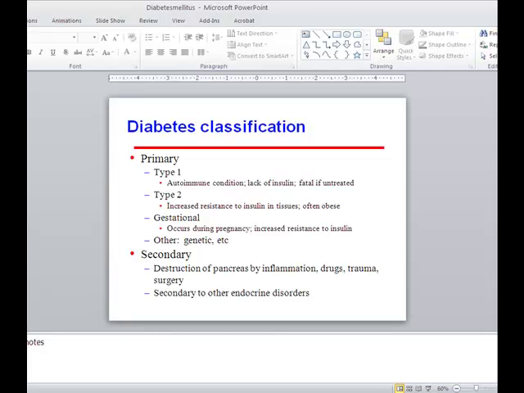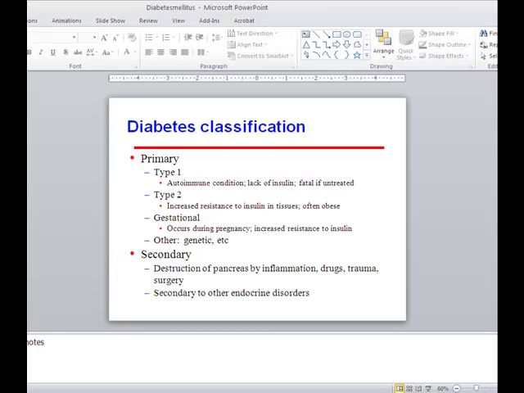Diabetes is classified as primary and secondary diabetes. In primary diabetes, the problem has to do with either the production of insulin or the response to insulin at the level of the target tissues. Type 1 diabetes is usually an autoimmune condition. In this case, there is lack of insulin because the beta cells are secreting less insulin, and over time you have less and less of those beta cells. And if left untreated, type 1 diabetes is fatal.